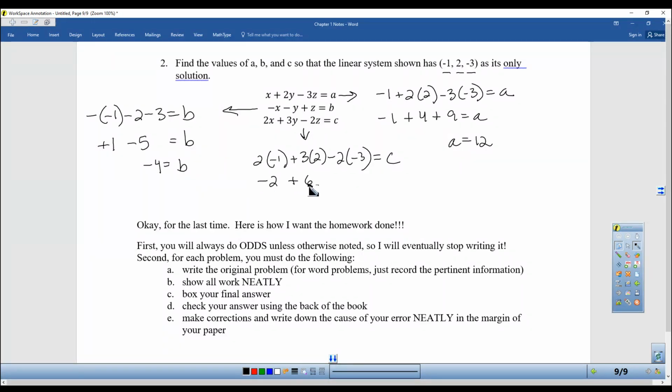So remember, a solution is an ordered triple that makes the equation true. So if you want this to be true, then C would have to be 10. A would have to be 12. And B would have to be -4. Those are the three answers.